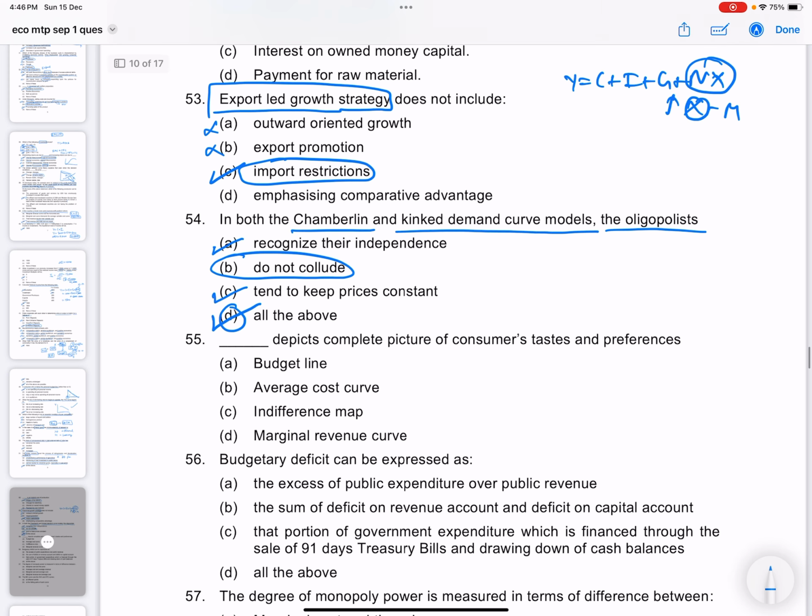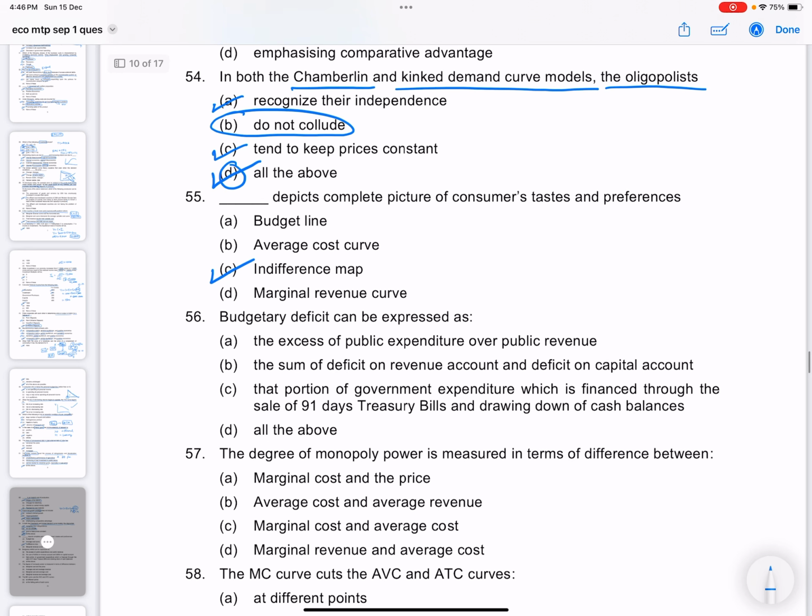Now, dash depicts the complete picture of the consumer's tastes and preferences. Everyone must have read this; this is the indifference map only. Now question 56: budgetary deficit can be expressed as the excess of public expenditure over public revenue, the sum of deficit on revenue and deficit on capital account. This is right. The portion of government expenditure which is financed through, basically, borrowings only. So all of them are right, so it would be D.